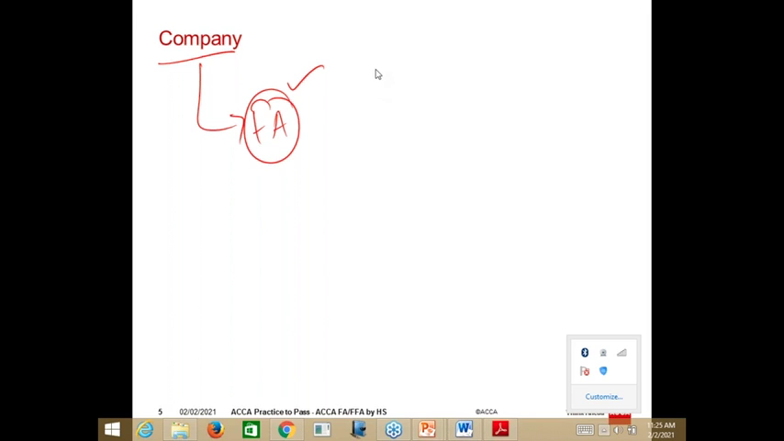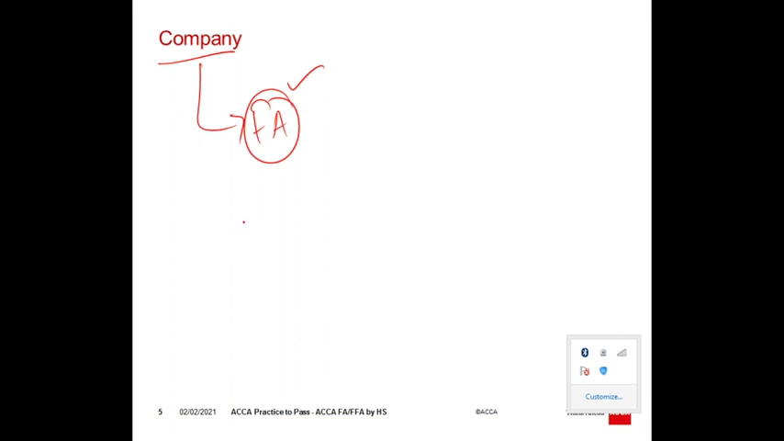Okay, do you have any idea why we are studying this paper? What is the key objective of this paper? This is very important for your knowledge. You should know this: the key objective of this paper is to prepare the financial statements of the business.